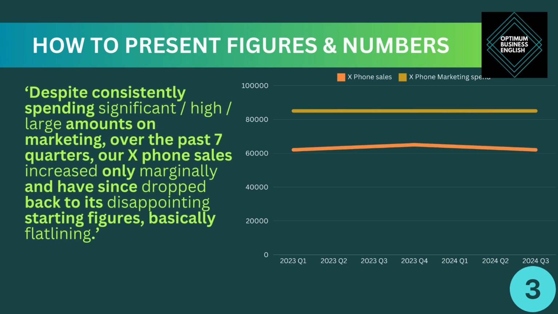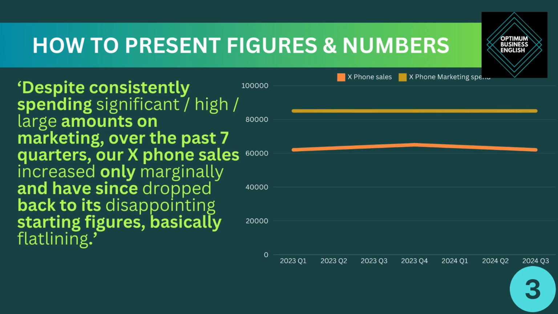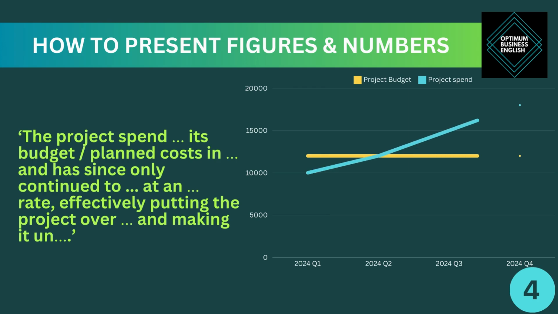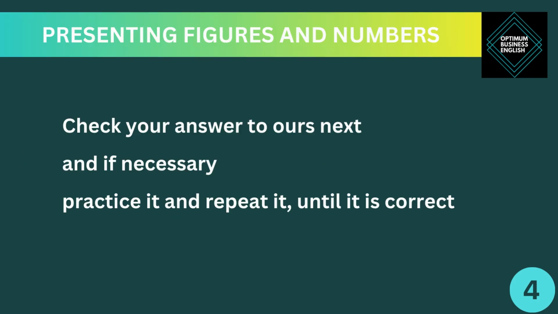Your sentence should have said, despite consistently spending significant or high or large amounts on marketing over the past 7 quarters, our X-phone sales increased only marginally or slightly and have since dropped back to its disappointing starting figures, basically flatlining. Now, using the line chart on the right, complete the green sentence. Check your answer to ours next, and if necessary, practice it and repeat it until it is correct.